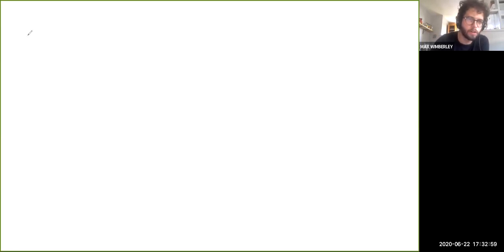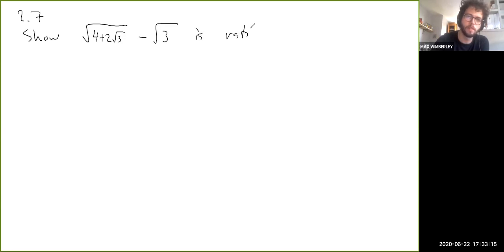So we wanted to show, this is 2.7 now. Show that the square root of 4 plus 2 square root of 3 minus square root of 3 is rational. This is slightly trickier because I didn't really explain anything about this. Here's how I like to think about this, although there is a sort of cheaper solution here, but this is the way I do it.